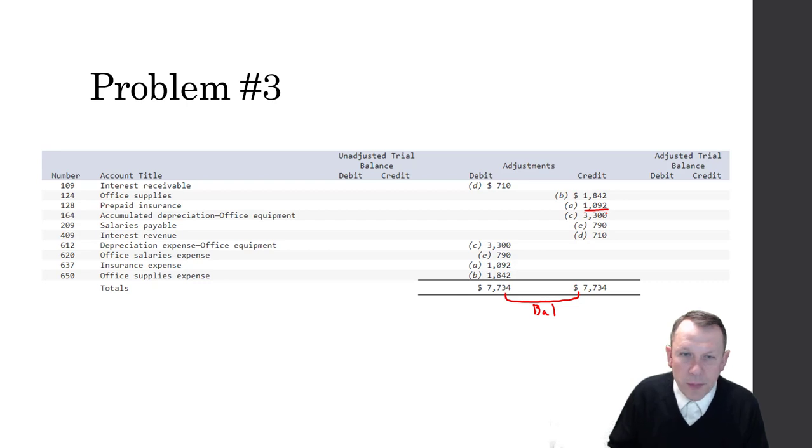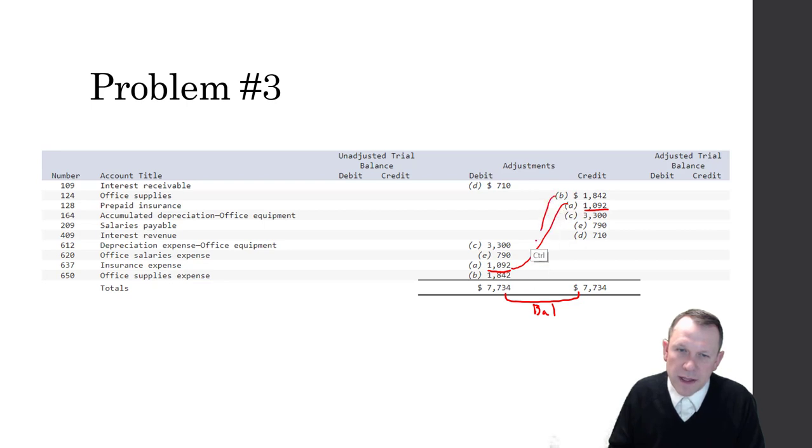That's an adjustment to our prepaid insurance. And of course, a great match for prepaid insurance on that adjustment is our insurance expense. So there is the other A there, right? So these two are matching. So there's the match. So we're gonna match all these.